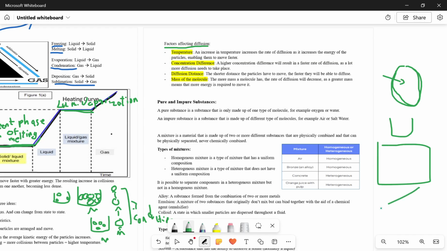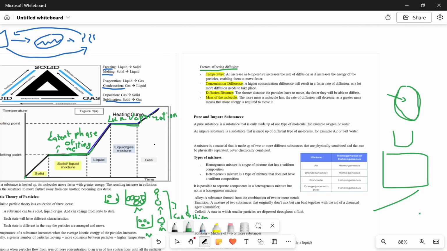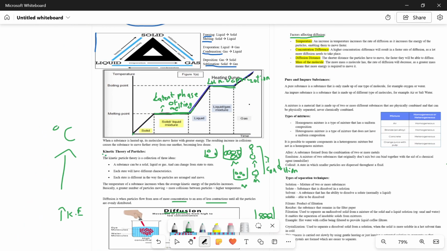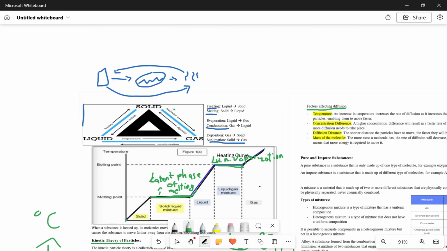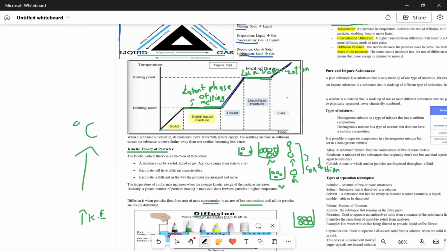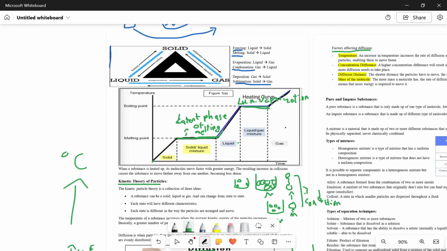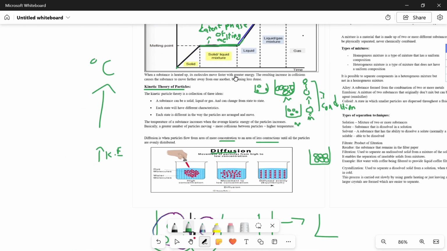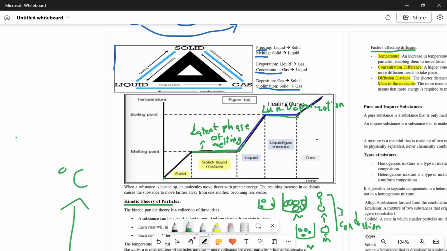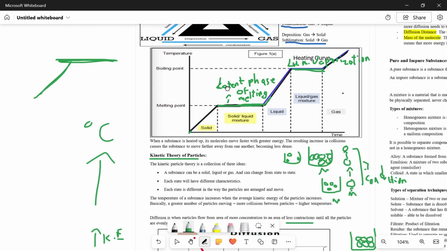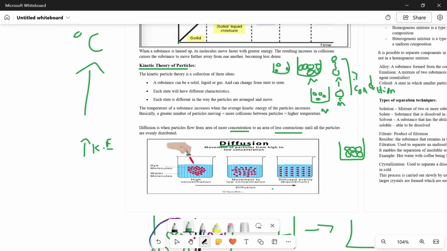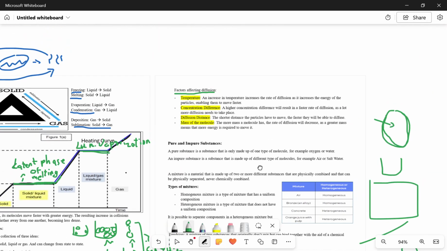If you have a heavy box sliding down a slide, it will take much more time compared to a ball. That was it for today. Those were the processes: kinetic theory, the heating curve, the latent phases. This is the latent phase of vaporization, melting, knowing where it is. This indicates that the change of state is taking place, and here heat is being supplied. Then you have diffusion, and factors affecting diffusion.